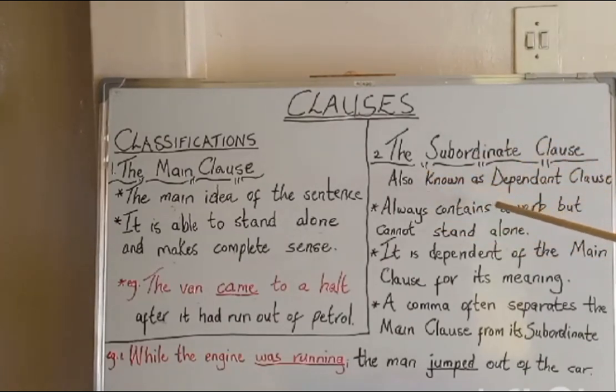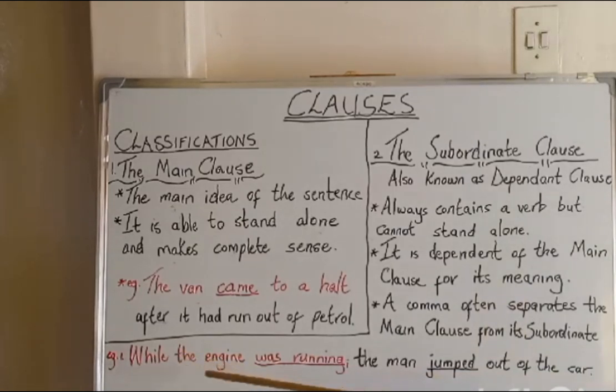They are also known as dependent clauses. They always contain a verb but cannot stand alone. It is dependent on the main clause for its meaning. A comma often separates the main clause from its subordinate. So here's an example. While the engine was running, the man jumped out of the car.